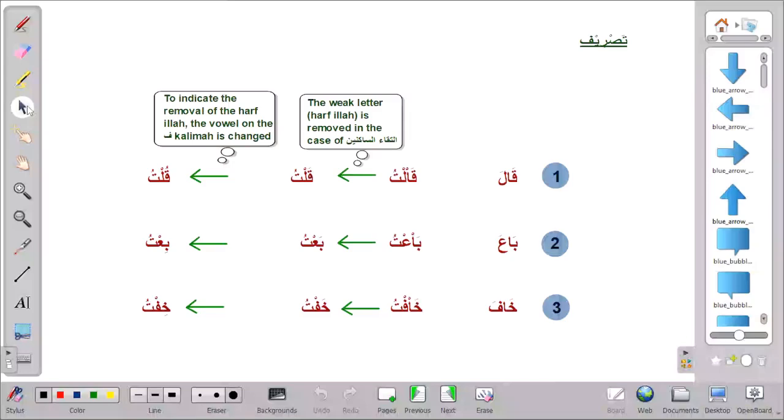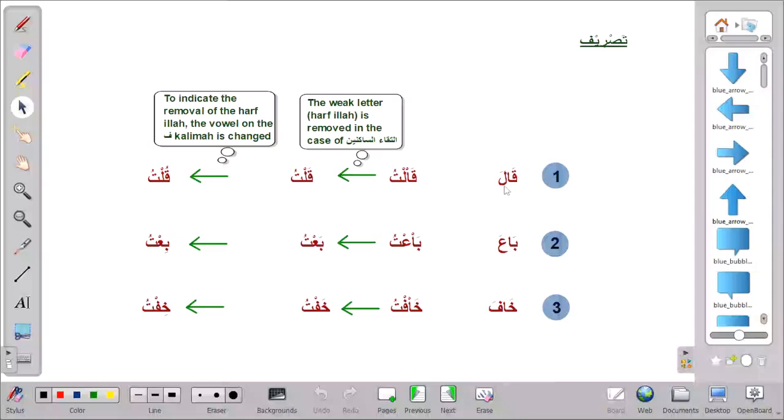Okay, so that's what we are going to look at. Actually, if we have zahaba, it means he went. But if I want to say I went, I'll simply add to it. So I'll say zahabtu. Jalasa means he sat, but I'll say jalastu, I sat. I hope that is clear.